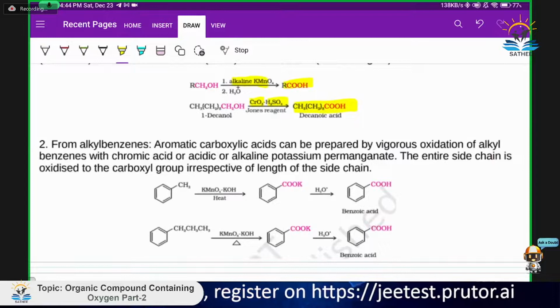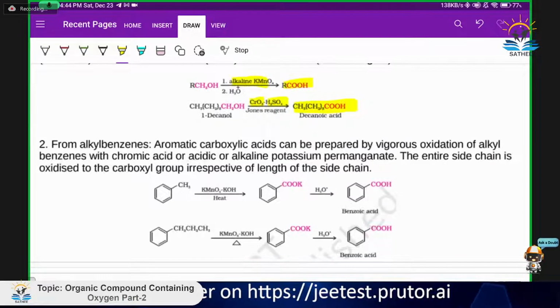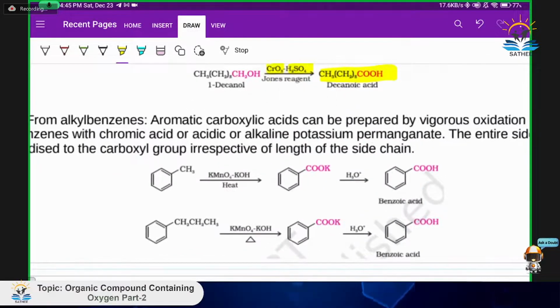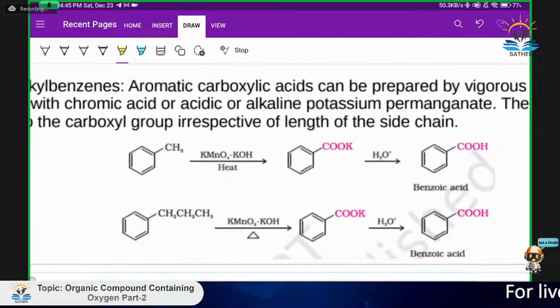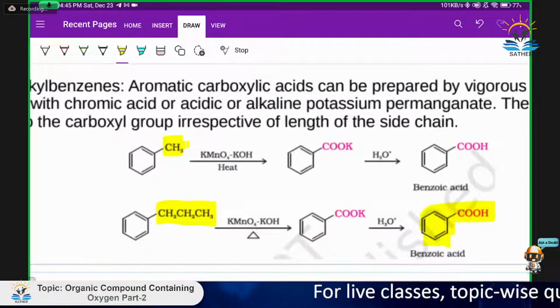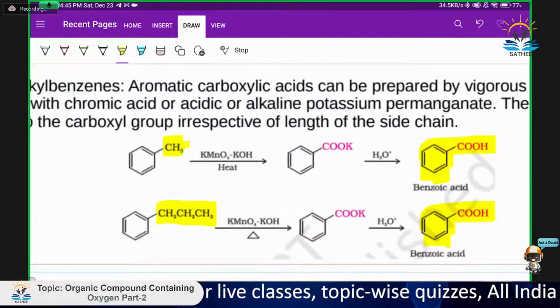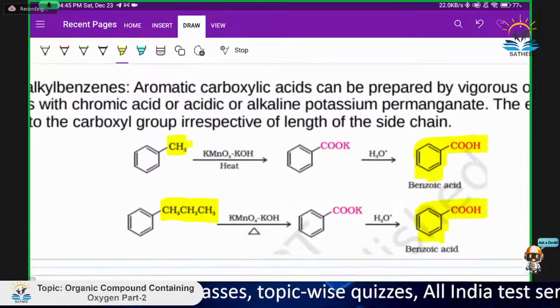Aromatic carboxylic acids can be prepared by vigorous oxidation of alkyl benzenes with chromic acid or acidic or alkaline potassium permanganate, so strong oxidizing agents. The point to be noted here is that no matter what the length of the alkyl group attached to the benzene ring is, we always get benzoic acid as the product. So even if it is CH3 or CH2CH2CH3, we get the same product, benzoic acid.